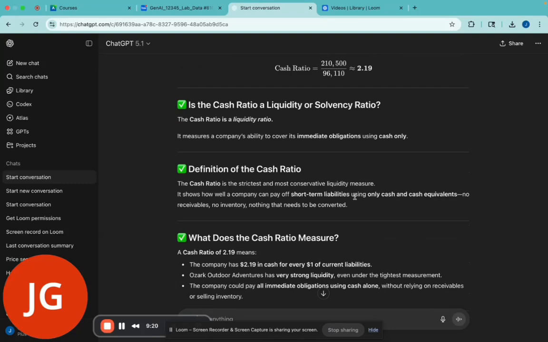The cash ratio is the strictest and most conservative liquidity ratio. That's the definition. It shows how well a company can pay off short-term liabilities using only cash and cash equivalents, no receivables, no inventory, nothing that needs to be converted.